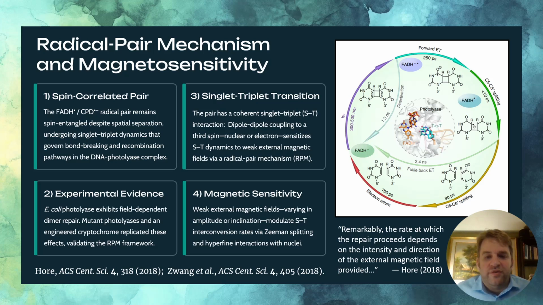So Peter Hoare from the University of Oxford has commented that remarkably, the rate at which the repair process proceeds depends on the intensity and direction of the external magnetic field provided, and this is a hallmark of the quantum mechanical radical pair mechanism.